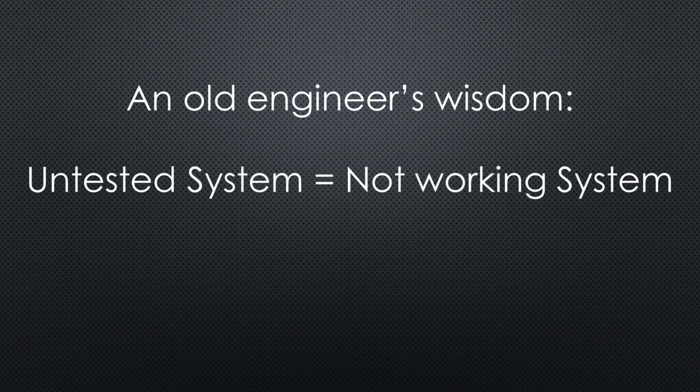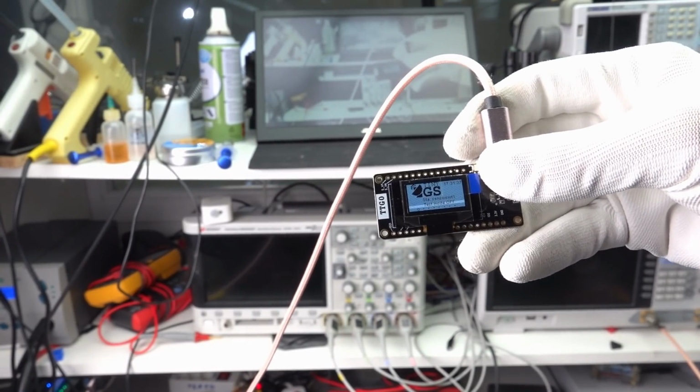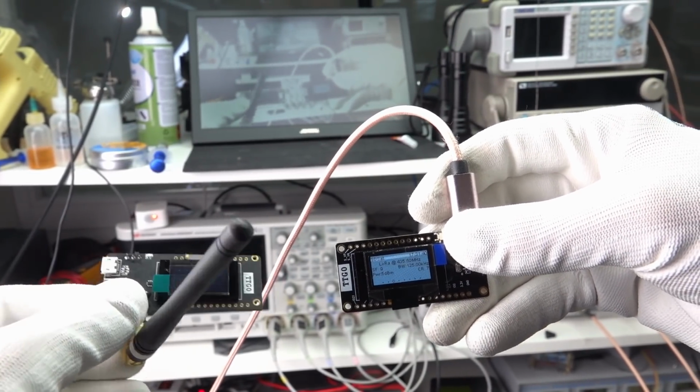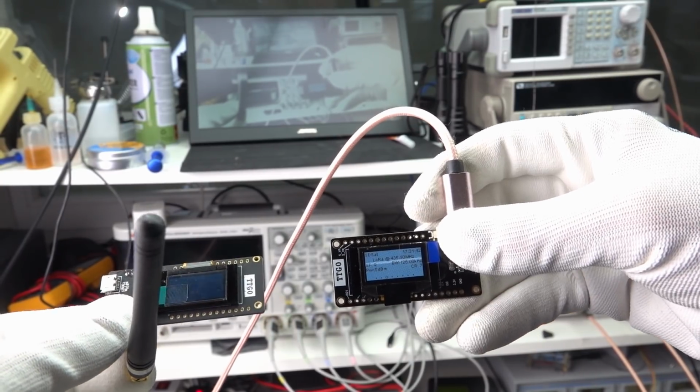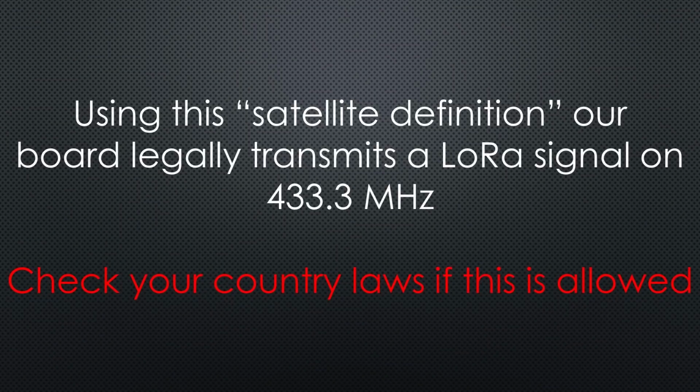But because I'm an engineer, I treat untested systems like defective systems. This is why I flash a second board with the same software, the same MQTT credentials, but with a different name, and tick Enable TX. This board now acts as my test satellite, legally transmitting on 433.3 MHz in the ISM band.